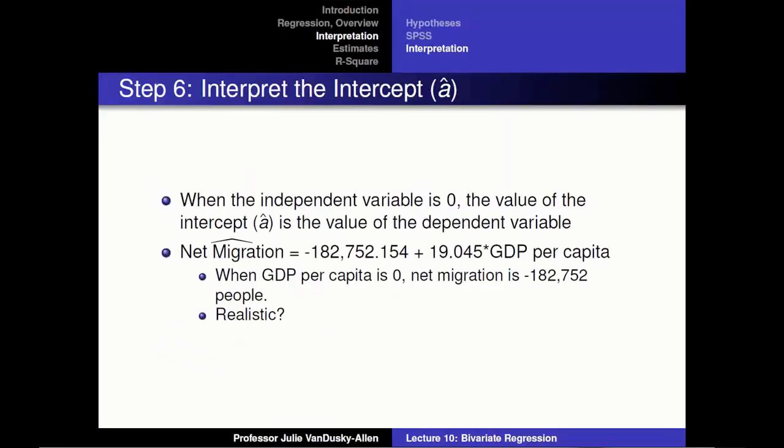Next, you interpret the intercept a hat. Sometimes it makes sense to interpret it, and sometimes it does not. A hat tells us what the value of the dependent variable would be if the independent variable had a value of 0. So in this case, when GDP per capita is 0, net migration is predicted to be negative 182,752. This is unrealistic because no countries in the world have a GDP per capita of $0.